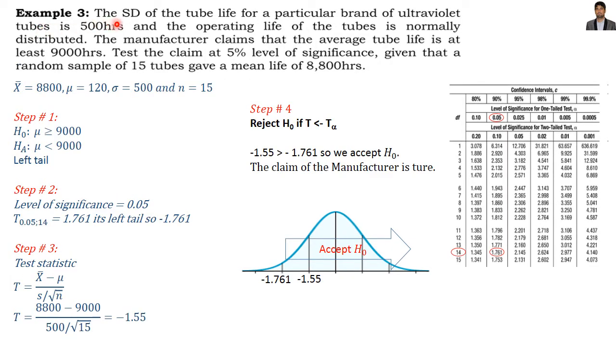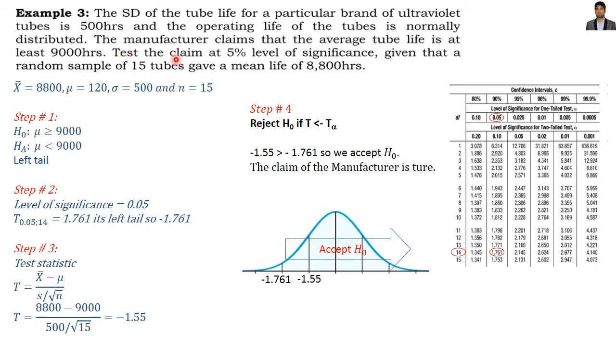Example number 3. The SD of the tube life for a particular brand of ultraviolet tubes is 500 hours and the operating life of the tubes is normally distributed. The manufacturer claims that the average tube life is at least 9,000 hours. So our null hypothesis, mu is more than or equal to 9,000 hours claimed by manufacturer. And our alternate hypothesis is no, it is less than 9,000 hours.